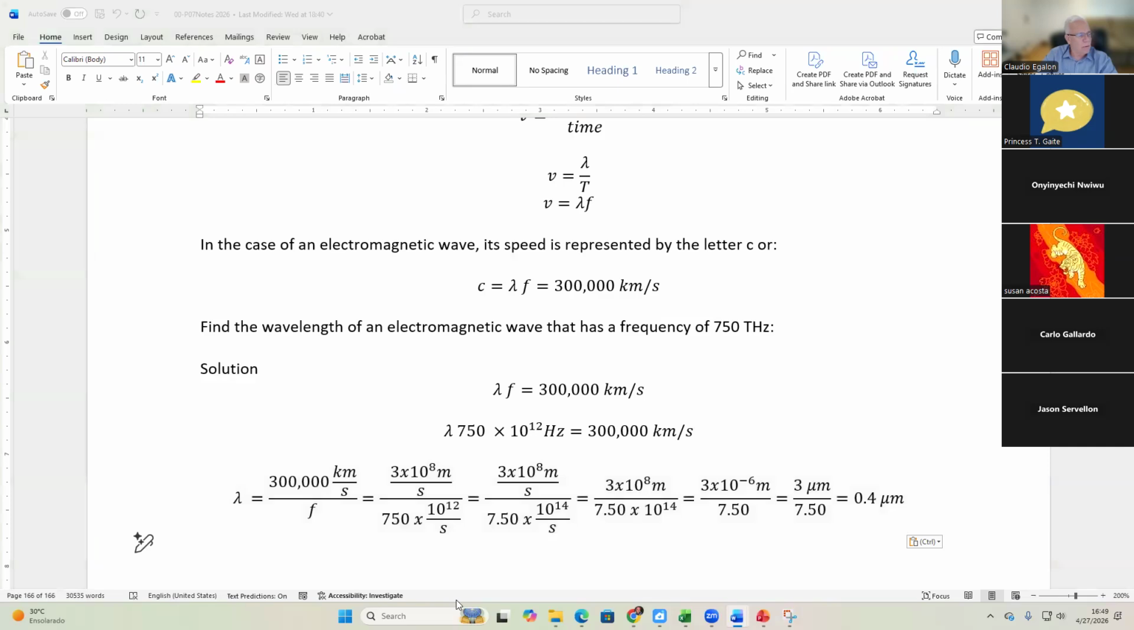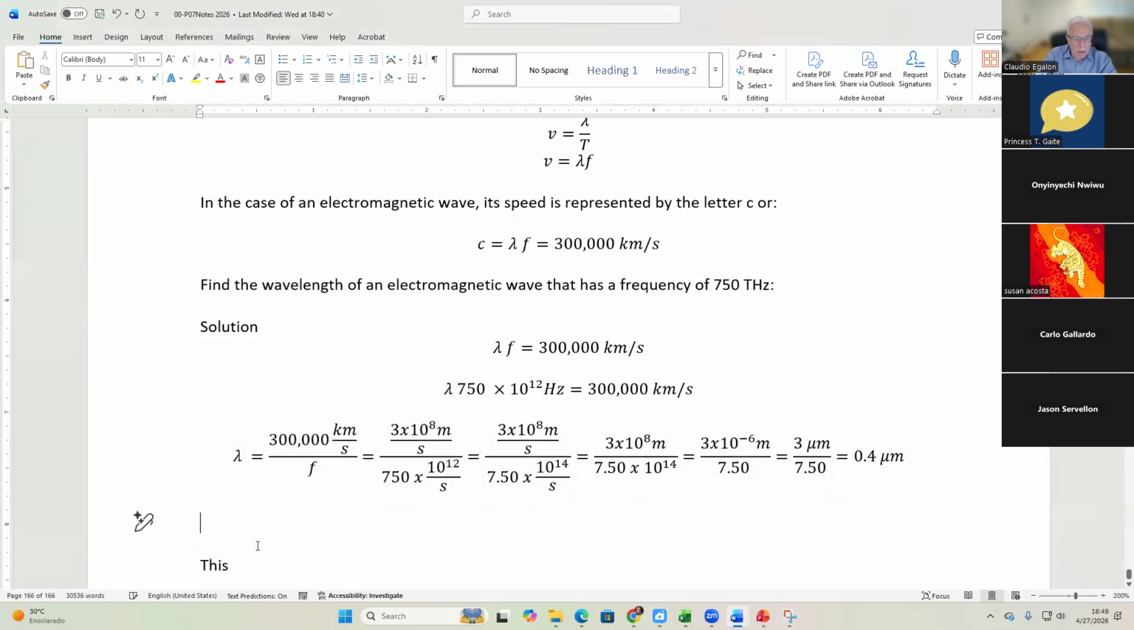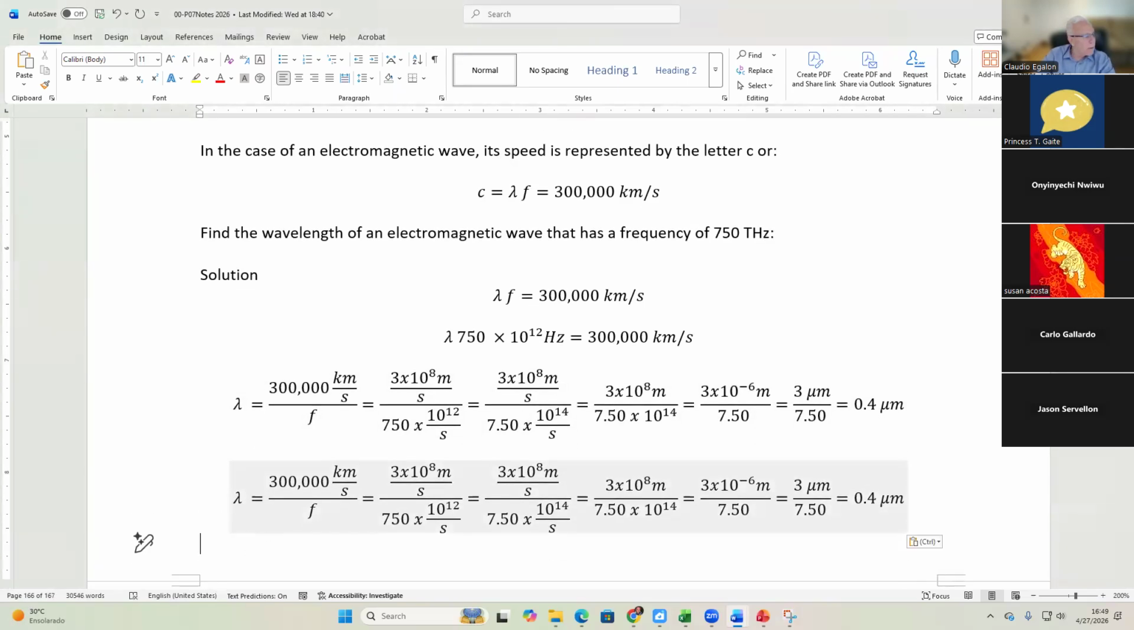That corresponds to the wavelengths of the red light. No, of the blue light, okay?